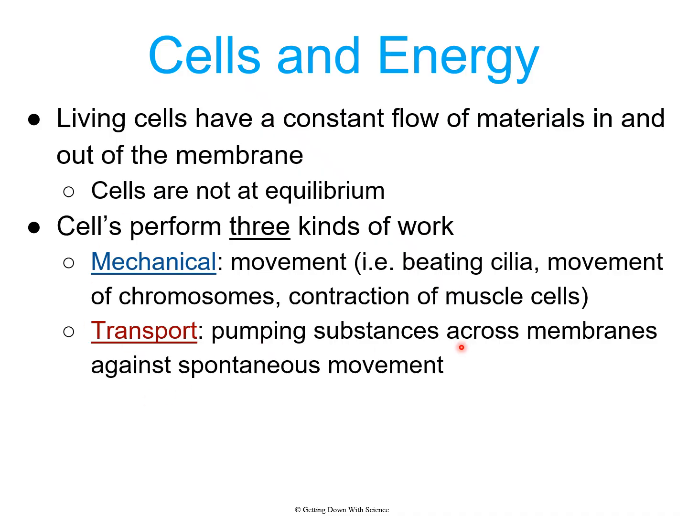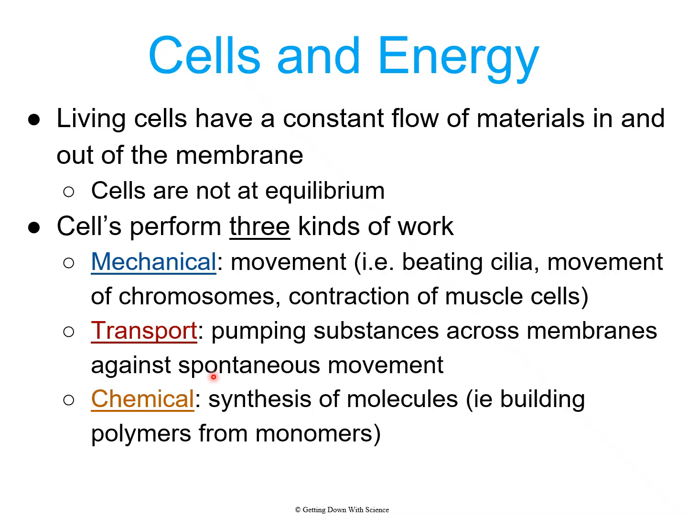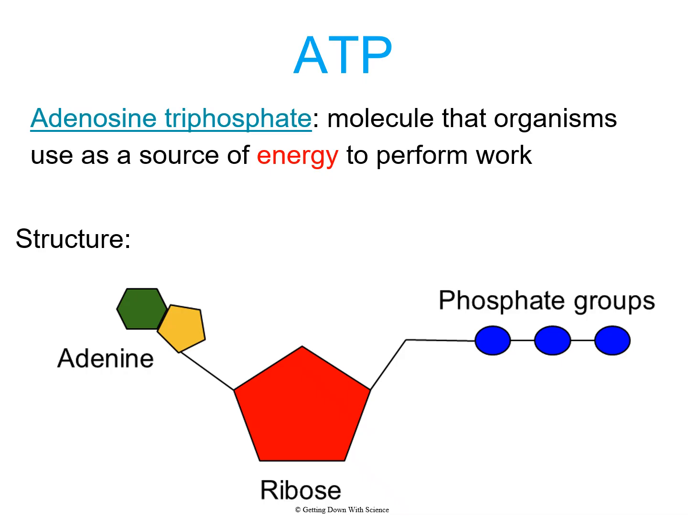Also our cells are doing transport work. They're pumping substances across the cell membrane, and as we know, active transport requires a lot of energy. So that's a higher energy demand. And then we have chemical work also occurring, in which chemical reactions are synthesizing molecules. For example, building up polymers from monomers consumes energy. These are some of the things that require energy by the cell, because cells do these constantly.